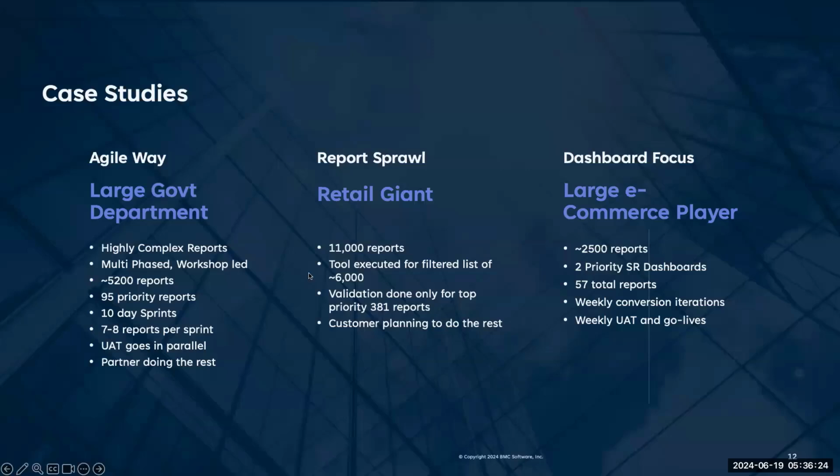So off the bat, more than half of the reports were kind of discarded because they were not needed by the customer anymore. And of these filtered reports, again, it was decided while we will do the automated conversion for all, validation can only be done on a focused set. So this was done for a priority set of 381 reports. So you can see how big of a difference it has come down to.